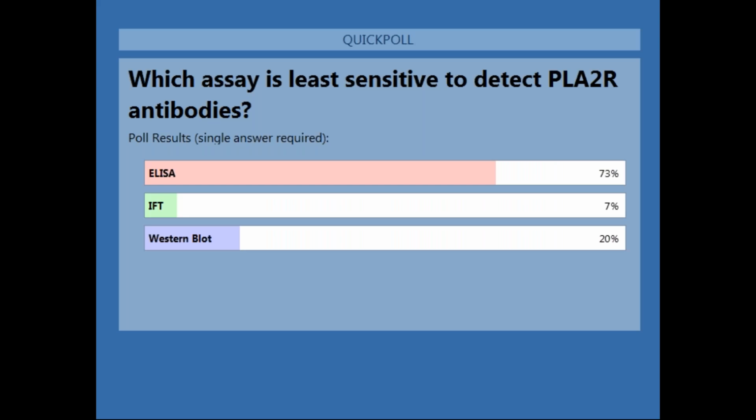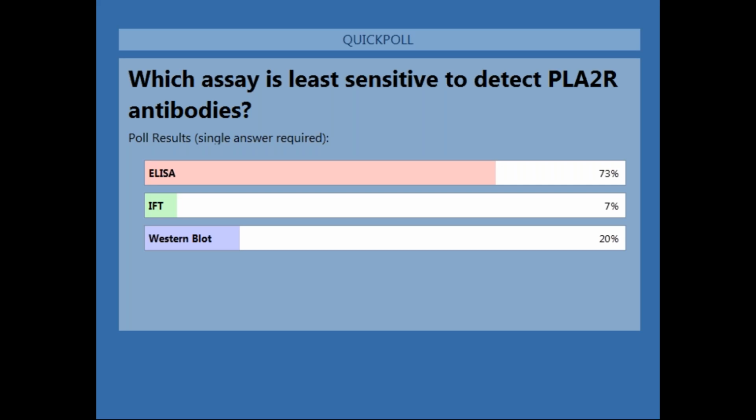So the answers are ELISA 73%, immunofluorescence 7%, Western blot 20%. Yeah, so the right answer is the ELISA test. I would say that the Western blot assay is most sensitive, then the immunofluorescence test, and the ELISA is least sensitive, meaning that if you do an ELISA test, you can miss some patients with PLA2R associated disease.